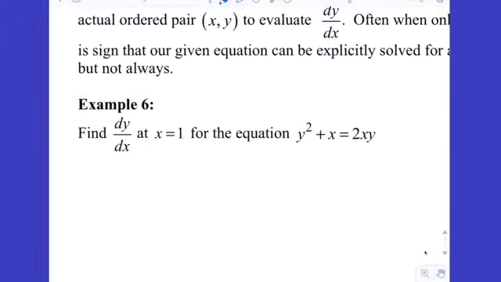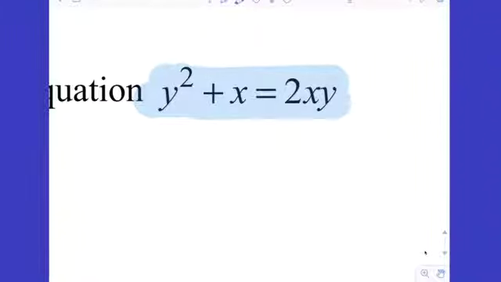Let's look at example 6. Okay. It says find the derivative of y with respect to x at x equals 1 for this equation. All right. Is your equation solved for y? No. Can it be solved for y? Actually, it can. It's a quadratic. You would actually have to write it in descending order.